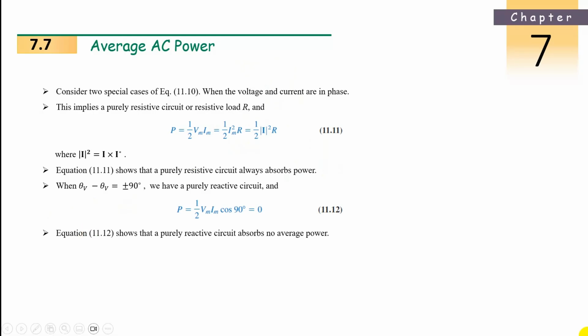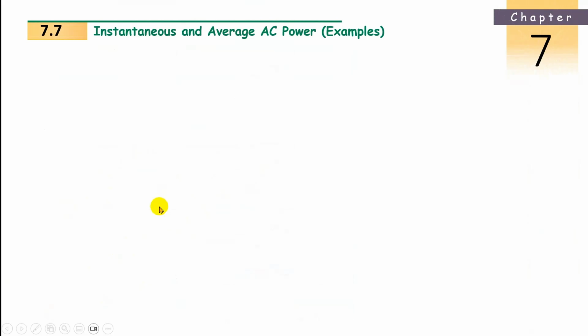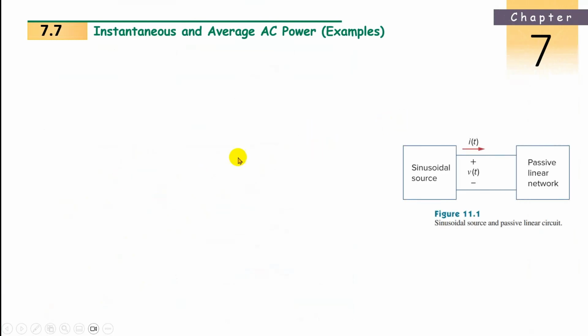Another 5 minutes. This shows that a purely reactive circuit absorbs no average power. In summary, a resistive load absorbs power at all times, while a reactive load, L or C, absorbs 0 average power. So this is the instantaneous power and average power. This is important for your future subjects. For your simplicity, I will not give it in the exam. Some 2 examples are there, and in 5 minutes we'll finish.